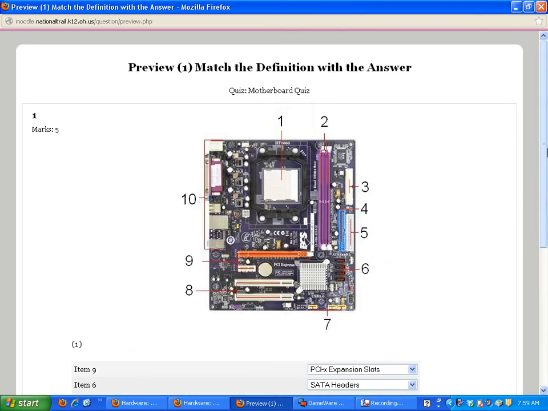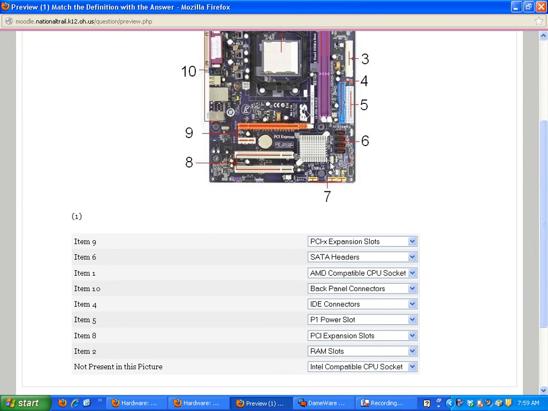Let's see. What's number 7? Out of curiosity. It's pointing to these yellow things. Okay, you're right. What is number 7? USB headers? No, I can't see it. Those are our front side panel connectors.